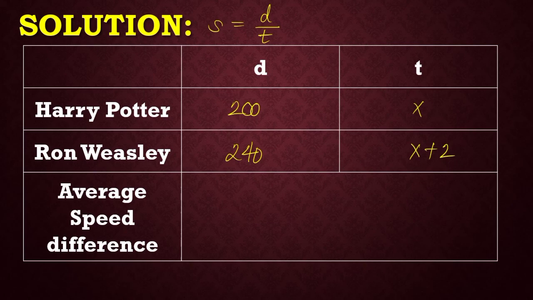So paano natin papakita yung equation? So magiging ganito. 200 over X yung kay Harry Potter kasi mas mabilis siya, and then minus 240 over X plus 2 is equal yung average speed difference nila, which is 10. So, ito yung magiging equation natin ngayon.